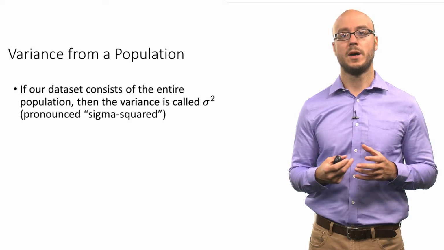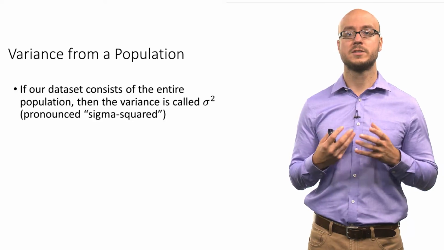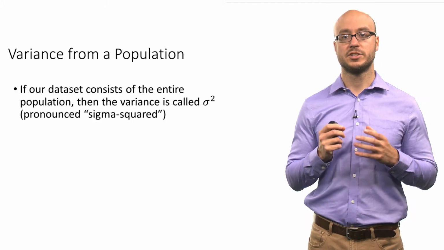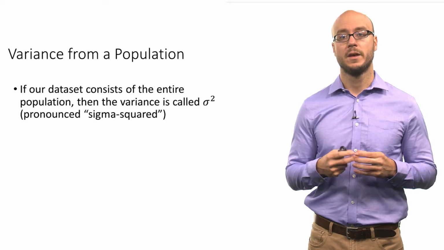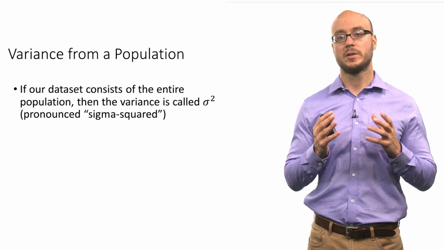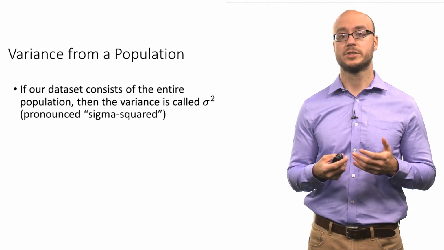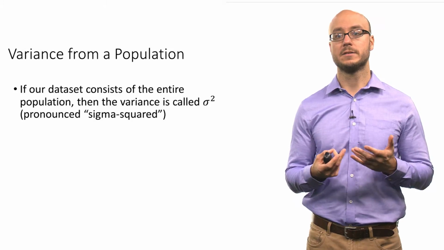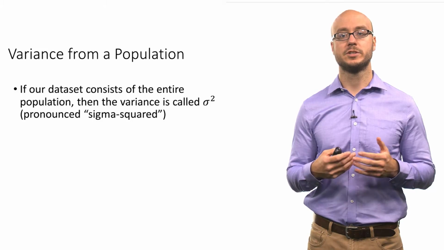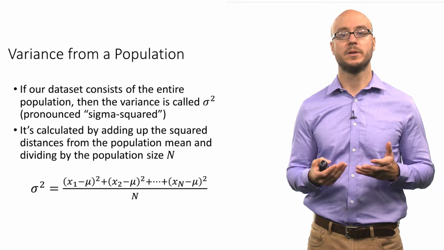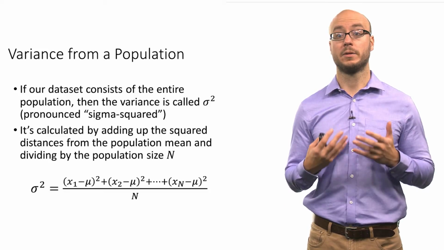So the variance from a population, meaning if we have the entire population, we call sigma squared. That's just the Greek letter, the lowercase sigma, with a squared term. This is a reminder that when we talk about population parameters, we use Greek letters. So the variance is sigma squared. For the variance of a population, you add up all the squared distances from the population mean and divide by the total size of the population, which we call capital N.